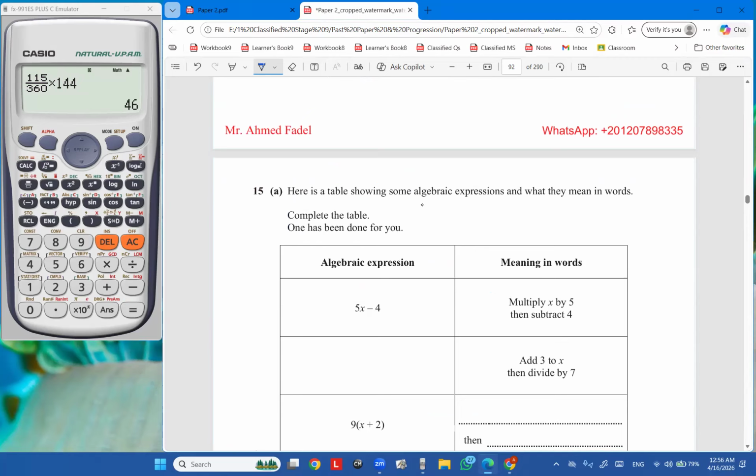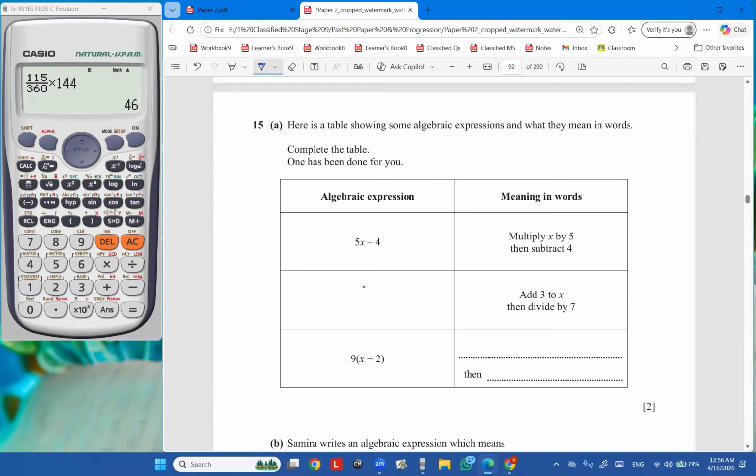Here is a table showing some algebraic expressions and what they mean in words. Complete the table. One has been done for you. Add 3 to x, so 3 plus x or x plus 3. Both of them are the same. Then divide by 7. And this one here means add 2 to x, then multiply by 9.